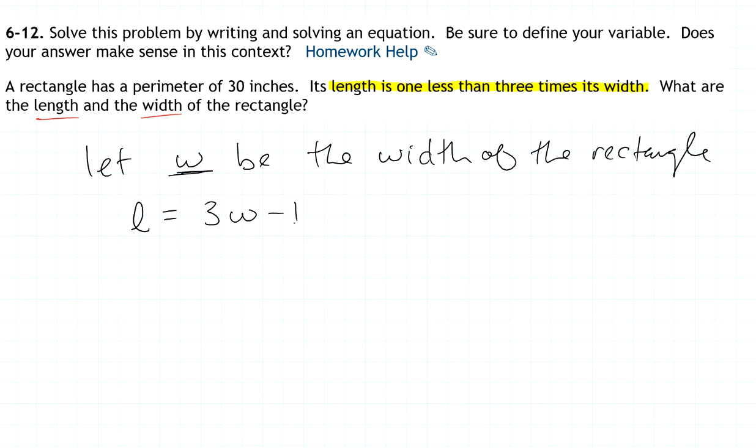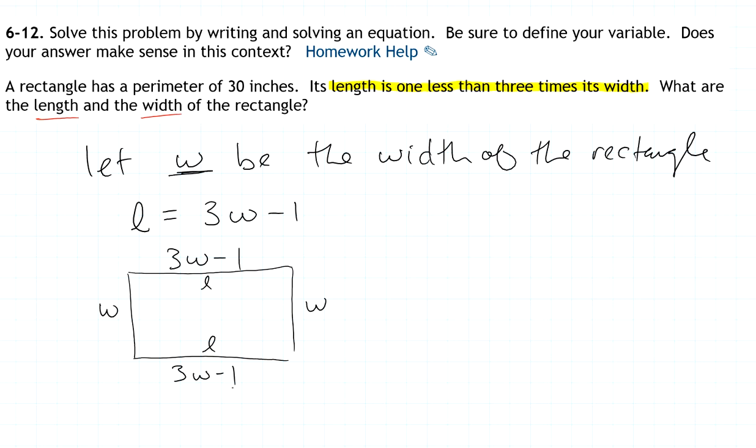So if I was to sketch this right now, on a rectangle, we've got our length and our width. I could call this the width, and I can call these the length. Also, I know that my length is 1 less than 3 of the widths, right? So 3W minus 1. Now, the perimeter is the sum of those 4 dimensions. There's 4 parts there, and the ones across from each other are the same because it's a rectangle.